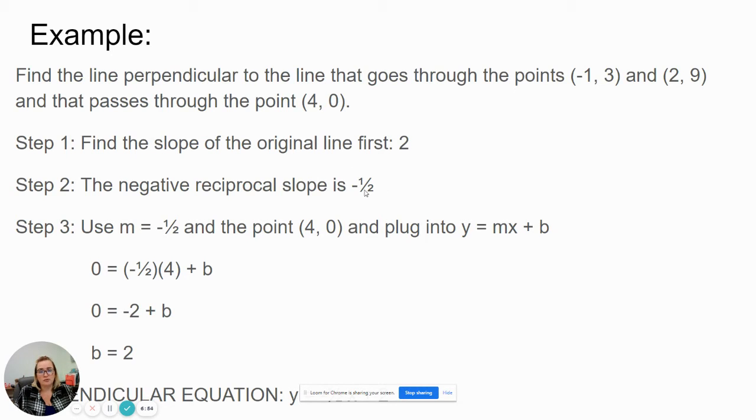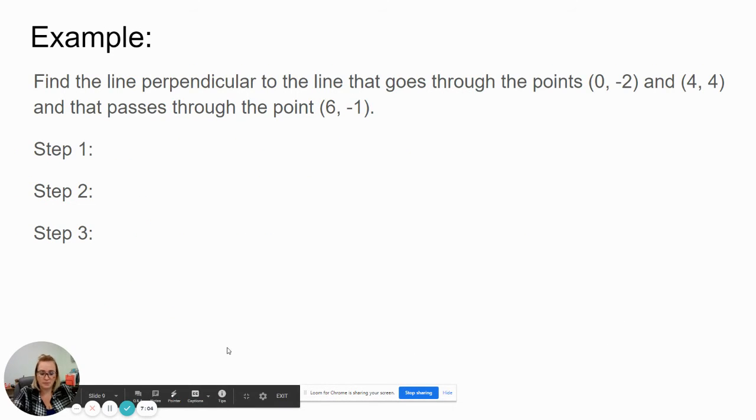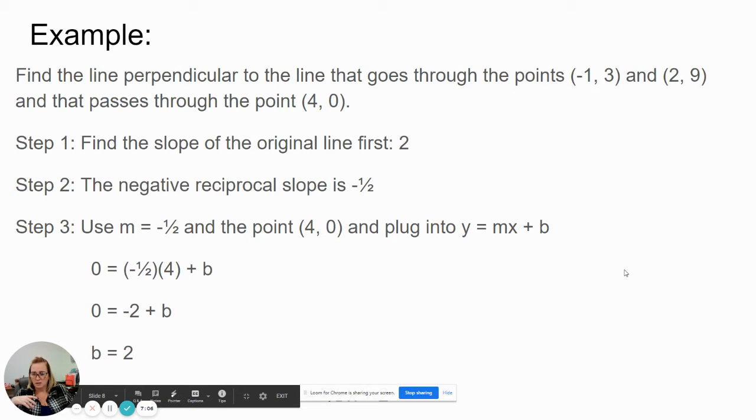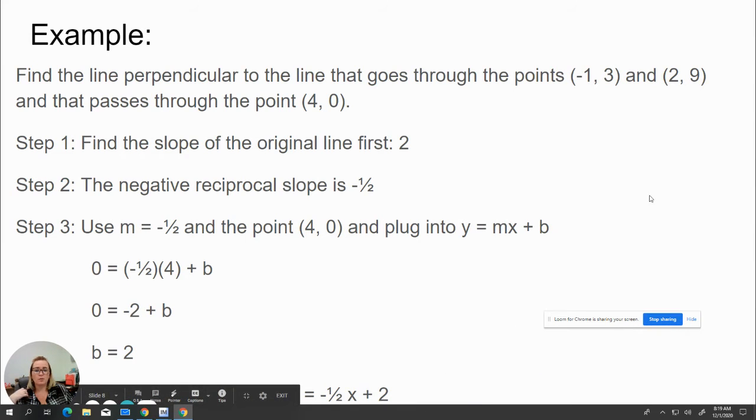Now we're going to take our new slope and our point and plug it in. You end up getting 2, so that your equation is going to be y equals negative 1/2 x plus 2. Okay? So again, if you are a note person, I would highly recommend taking some notes as you go through this. This one adds just an extra step of having to find the slope.